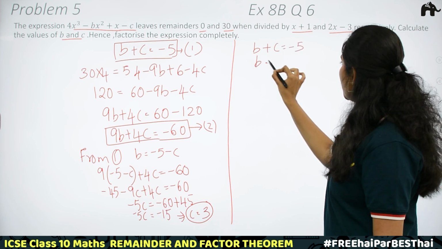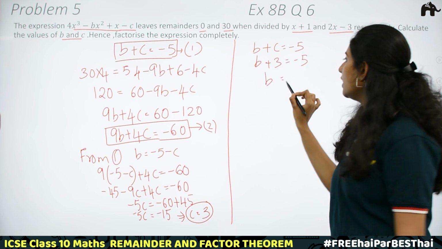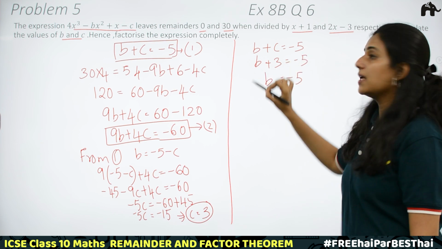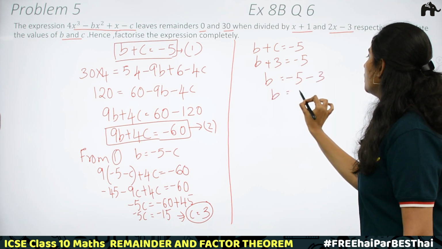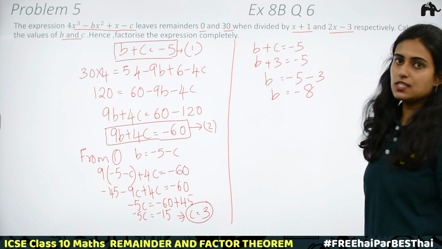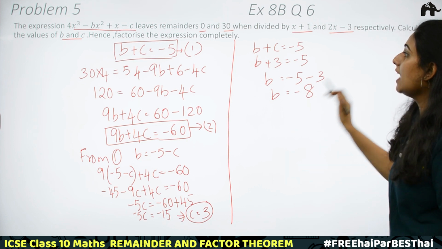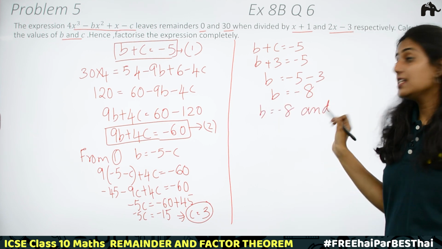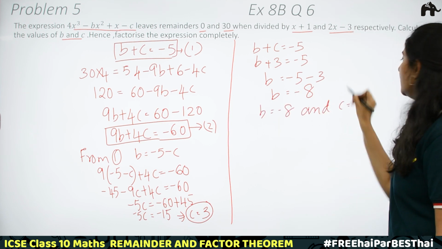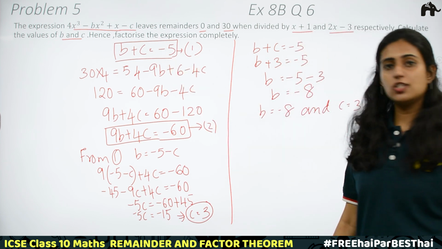B plus 3 is equal to minus 5, which means B is equal to minus 5. Taking this plus 3 to the opposite side, it becomes minus 3. B is equal to minus 8. Minus 5 minus 3 is minus 8. We got the values of B and C. B is equal to minus 8 and C is equal to 3. Okay. Now, we need to factorize the expression completely.